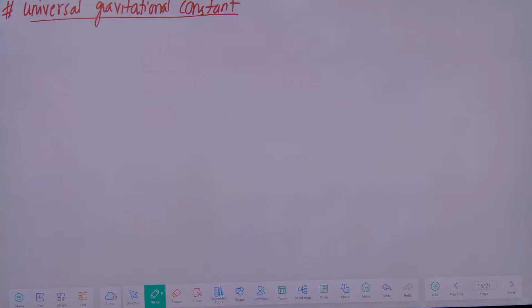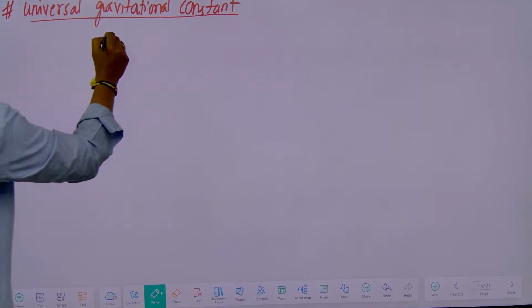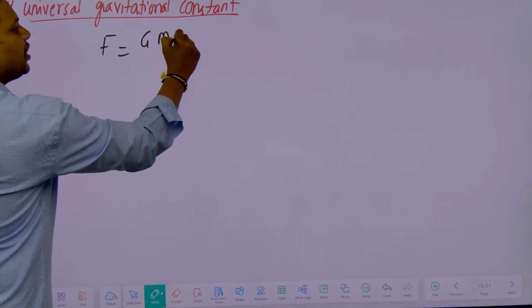Just now I told you, at the beginning of this topic, if you remember. So what does that mean? F is equal to G into m1 m2 by r square.